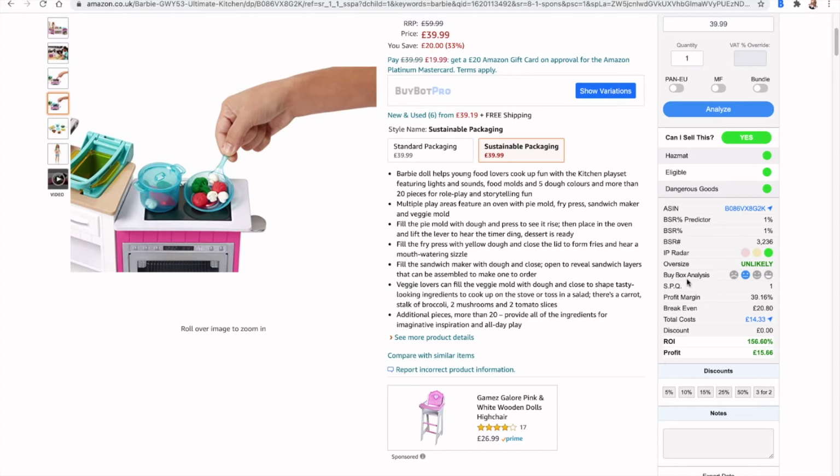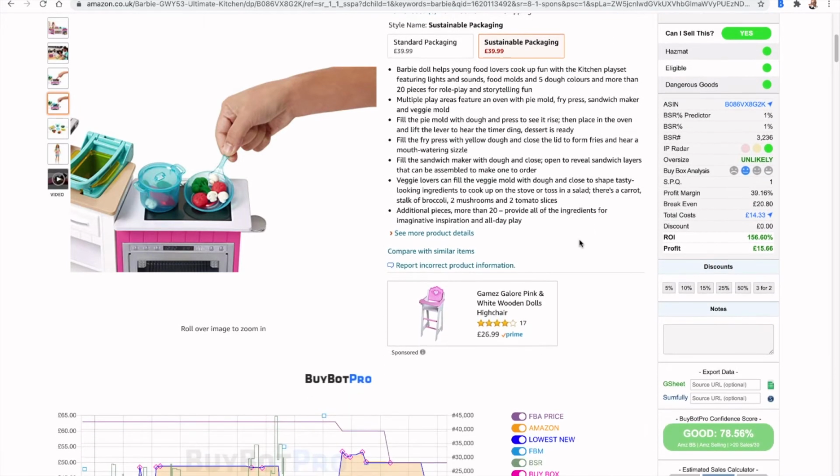So the other thing I'd quickly check was the oversize. Make sure it wasn't a really big thing that's going to cost me a lot of money to ship into Amazon. That's unlikely. And the buy box analysis. So this tells you whether Amazon share the buy box. And here it's saying that there's not enough data to tell us whether they share the buy box. So we're going to go and have a look at that in a minute and make a decision. But on the face of it, it looks like potentially it could be a good deal.